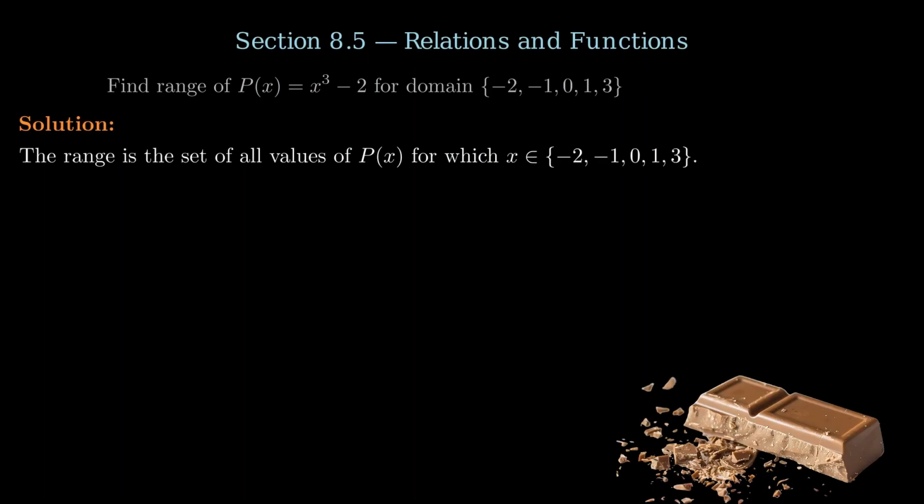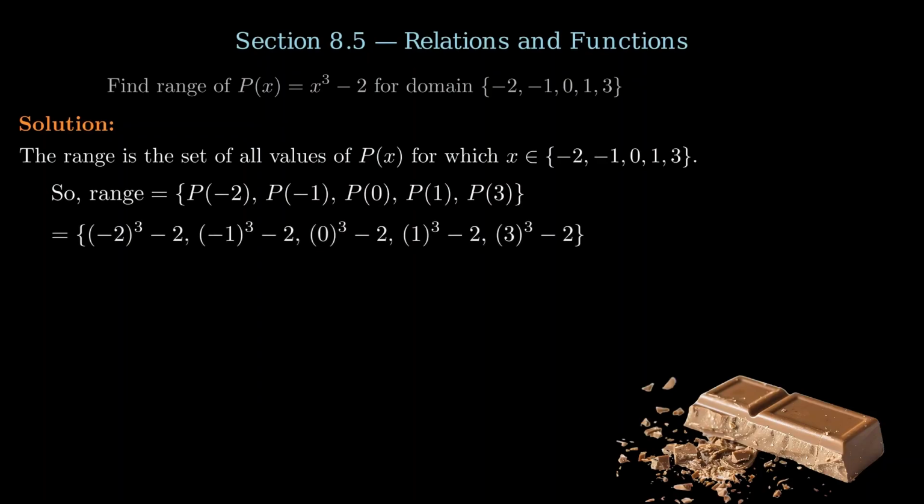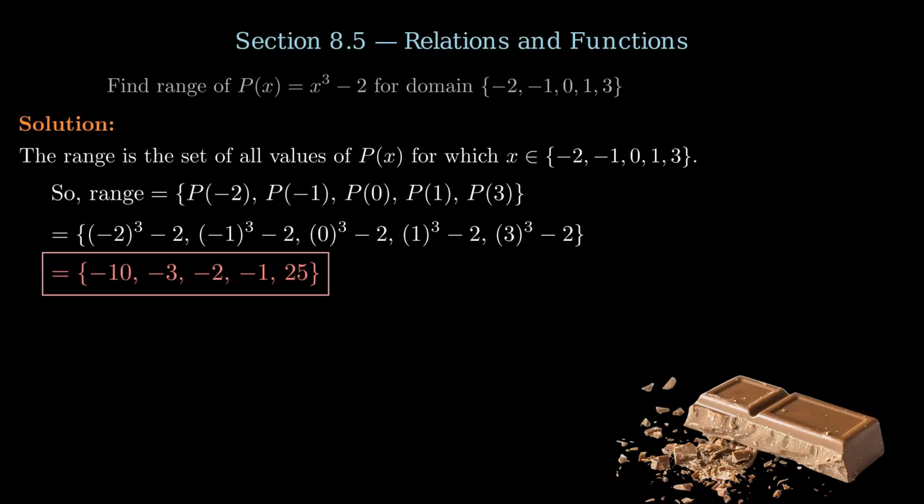The range is the set of all values of p of x for each x in the domain. So, the range equals the set containing p of -2, p of -1, p of 0, p of 1, and p of 3. Substituting each value into x cubed minus 2 gives the specific calculations. Evaluating these numbers, we find the final range is -10, -3, -2, -1, and 25.